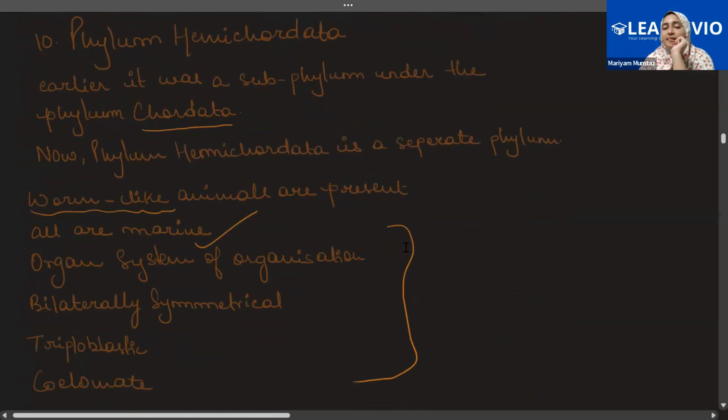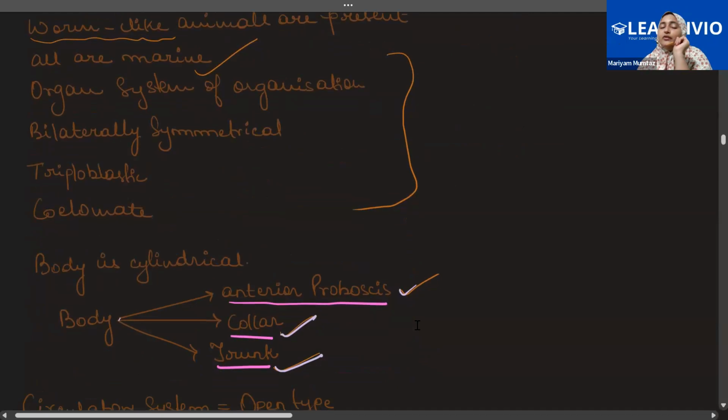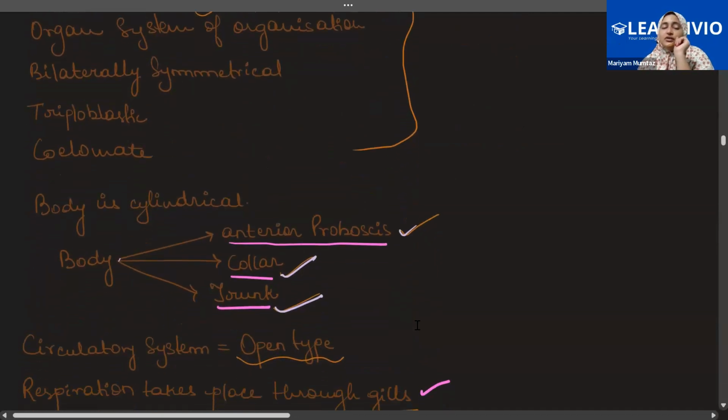Coming on to the phylum Hemichordata. Hemi means half, so they have no notochord-like structure present in them. Earlier Hemichordata was included under Chordata, but then it was found that they are very different from chordates, so they have been given their own separate phylum. The organisms in Hemichordata are worm-like. All of them are marine, meaning no fresh water forms. They have organ system level, bilateral symmetry, triploblastic and coelomate condition.